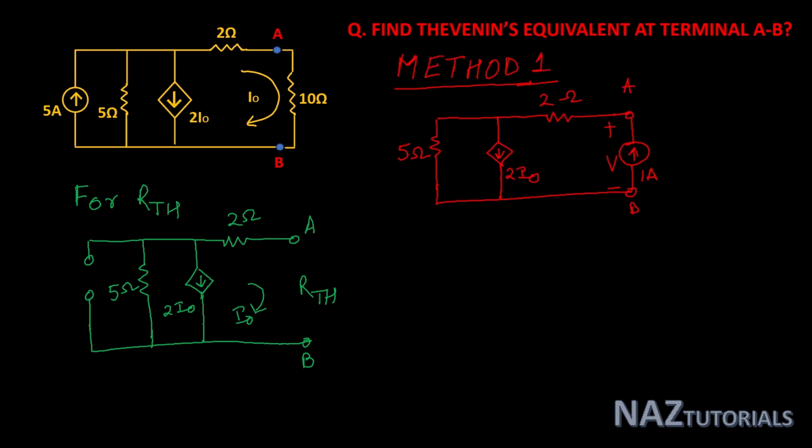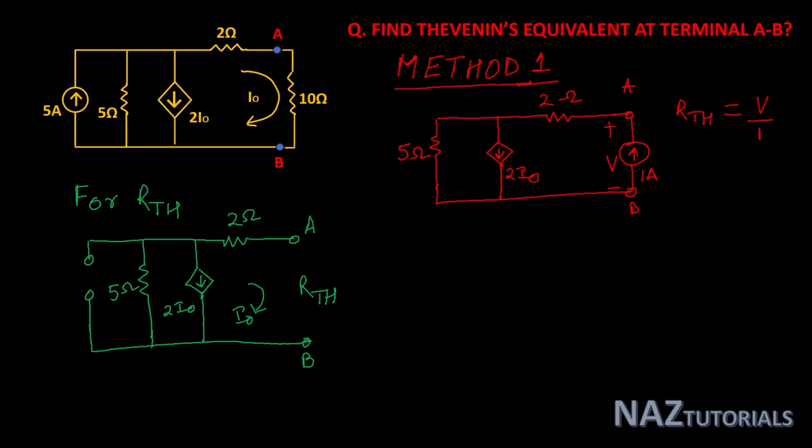So let's see method 1. For method 1, the concept is that RTH is basically the voltage drop across this terminal divided by the current flowing through that terminal. So for that calculation, we will connect a 1 ampere current source and assume the voltage drop across this 1 ampere current source is V. Then we will see the response in this particular network, and that response will be calculated as RTH. That RTH is V divided by I, that is 1 ampere.